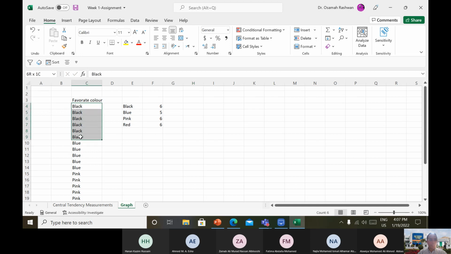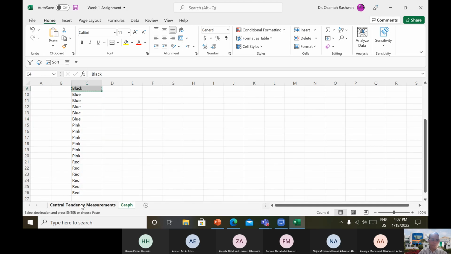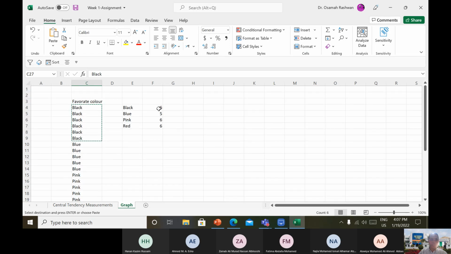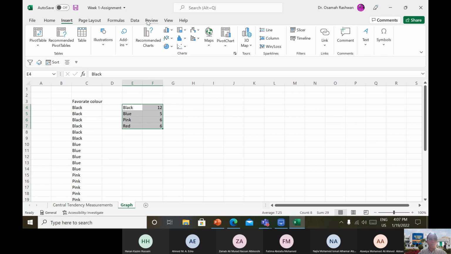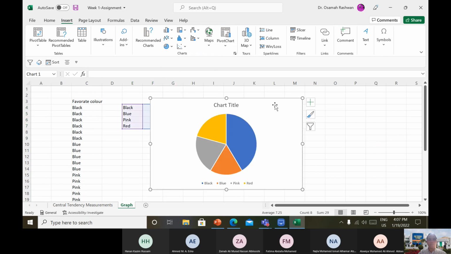I will add more black. We'll add 6 more black just to have a difference between them. Okay, so I add 6, so I change this one into 12. Now, once I have a table, I can graph it. Shade the two variables, okay, and go for the pie chart. Here it is. Yes, excellent.